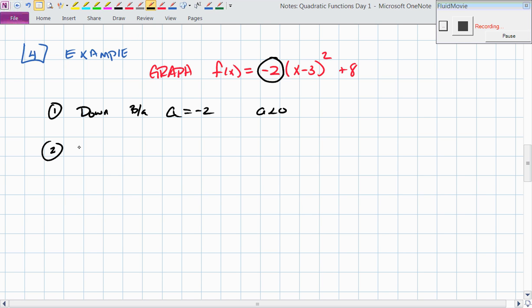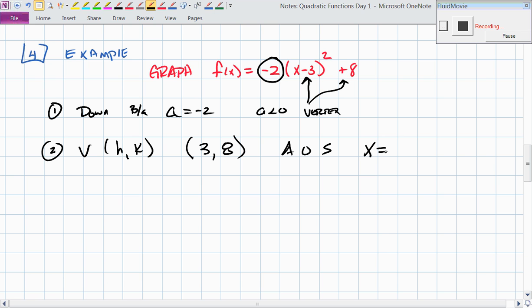Step number 2, get the vertex. The vertex is located at (h, k), and since I have it in the correct form here, I can see the vertex is going to be located at (3, 8). Notice the vertex is opposite the sign inside there. So there's going to be our vertex. And with this, I also get the axis of symmetry. The axis of symmetry is going to be the line x = 3, as it says right there. We'll show you how that works when I graph this.